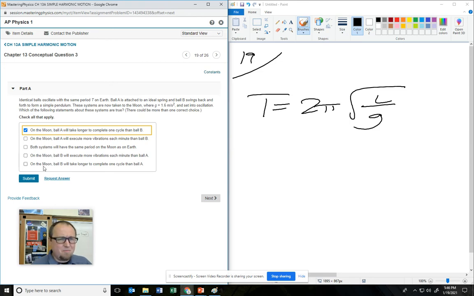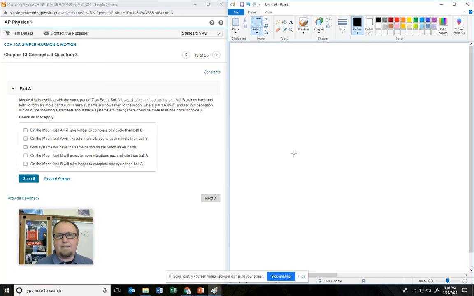Wait, who's ball B? Ball A is attached to a spring. Geez. All right, 19, I screwed up. Let's start it over. Ready? 19. Here we go. So ball A, I read it wrong. Ball A is attached to a spring. Ball B swings back and forth like a pendulum.